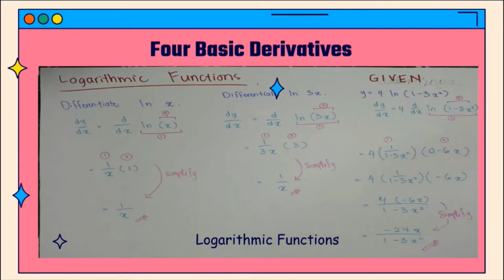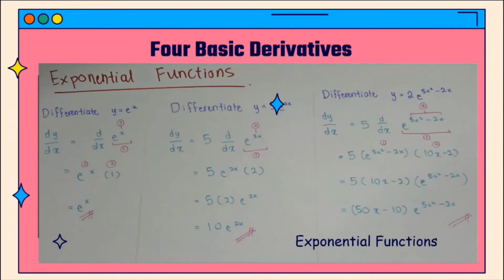Next, logarithmic function with base e has derivatives of the following form. If f of x equals log e x, then f prime of x equals 1 over x. An exponential function with base e is its own derivative. That is to say, if f of x equals e raised to the power of x, then f prime of x equals e raised to the power of x as well.